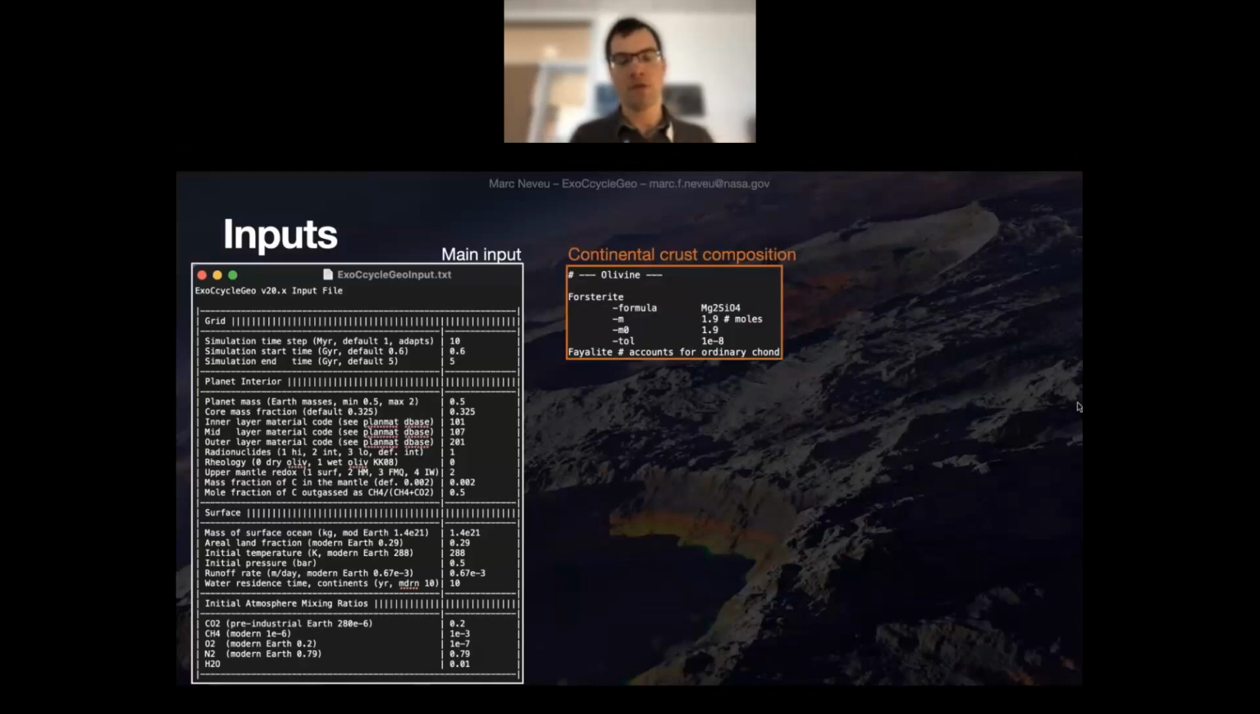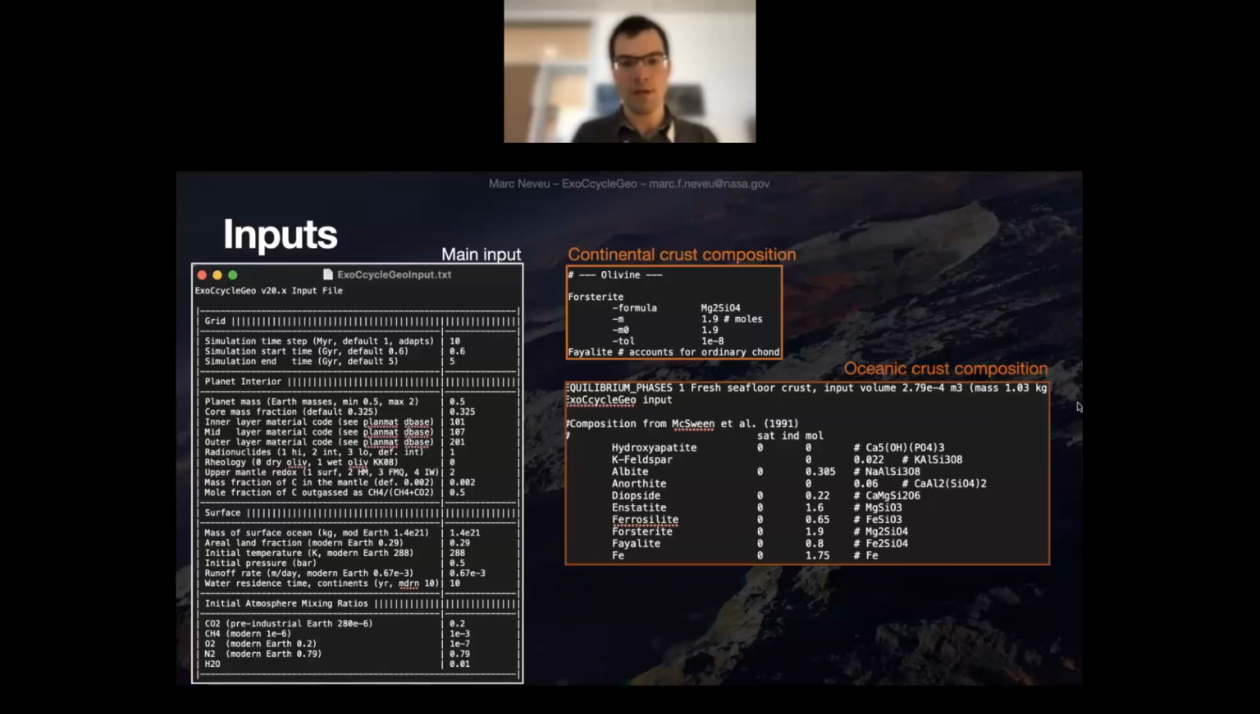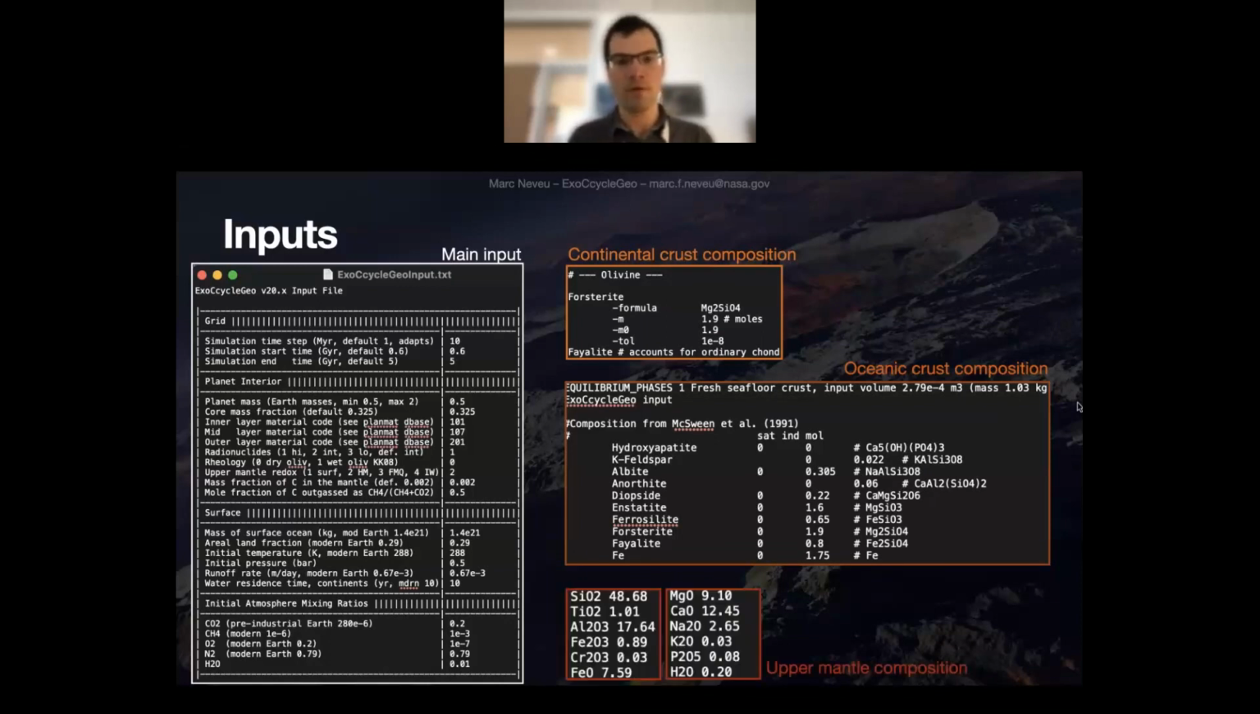The composition of the crust for the continents, for oceans, and for the upper mantle is also set up. So I'm just showing snapshots here, but about 50 to 100 minerals can be chosen from, and then the dozen oxides from the upper mantle compositions that are then further speciated into minerals.